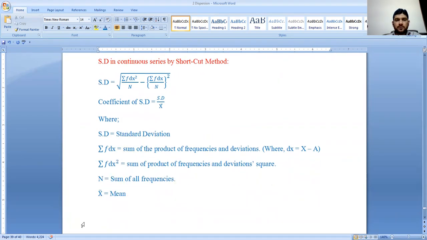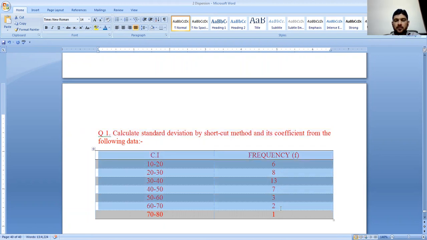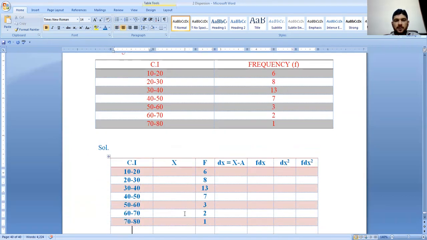Now we have to solve a question based on this topic. The question is: calculate the standard deviation by shortcut method and its coefficient from the following data. Now we have a class interval series, or continuous series, over here. We take the class interval and the frequencies from the table for our solution.